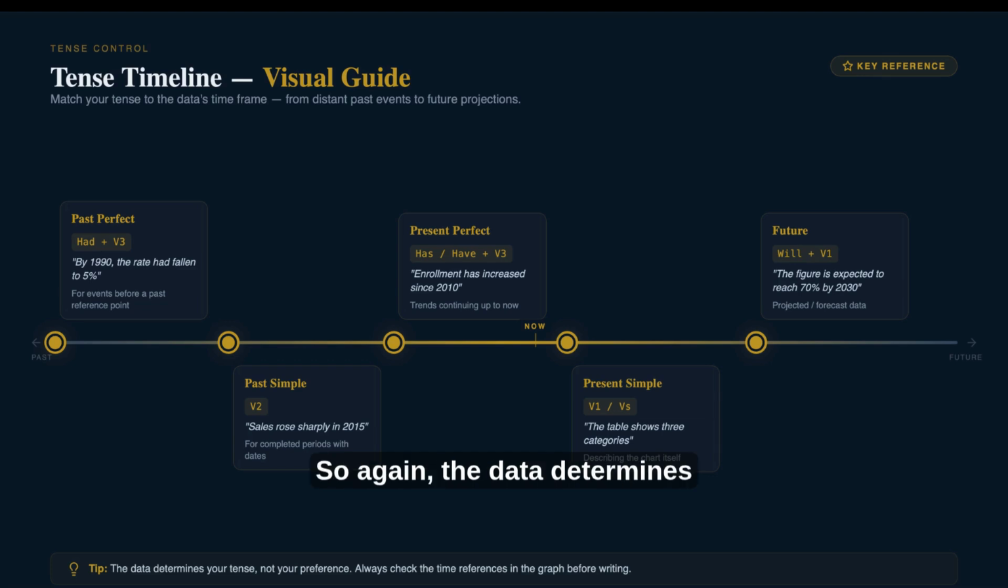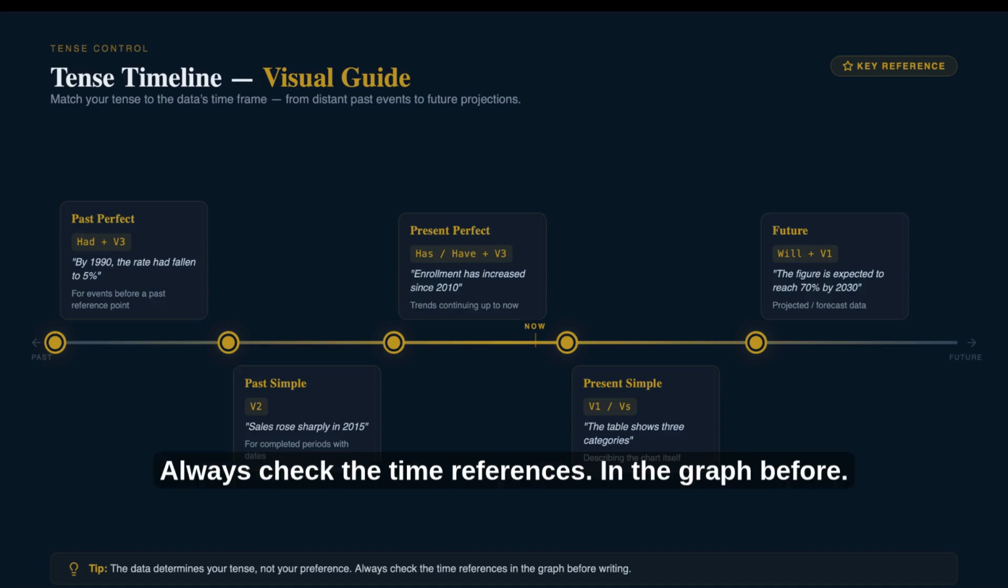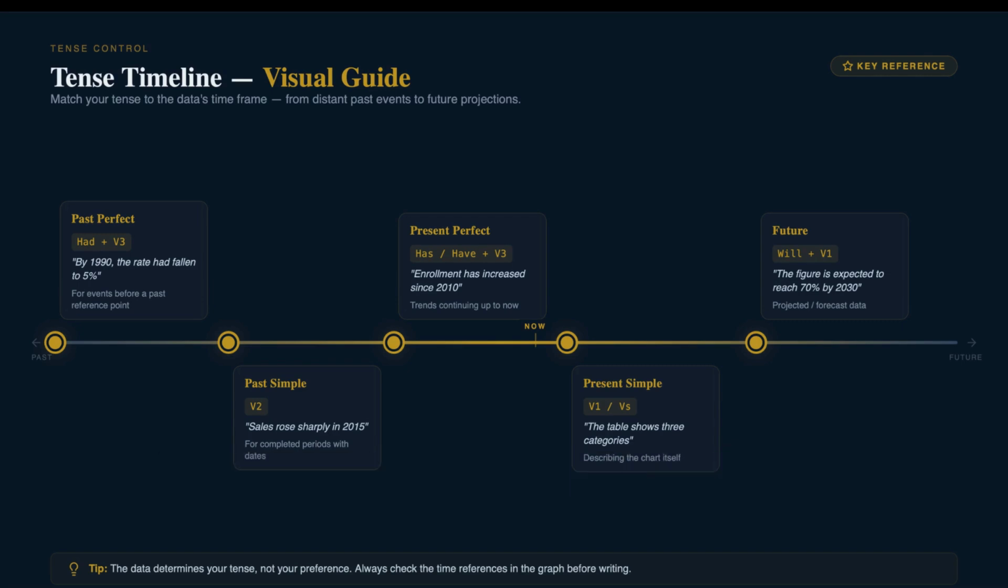So again, the data determines your grammar tense. You do not have a preference, or you do not choose them. Always check the time references in the graph before starting your writing.